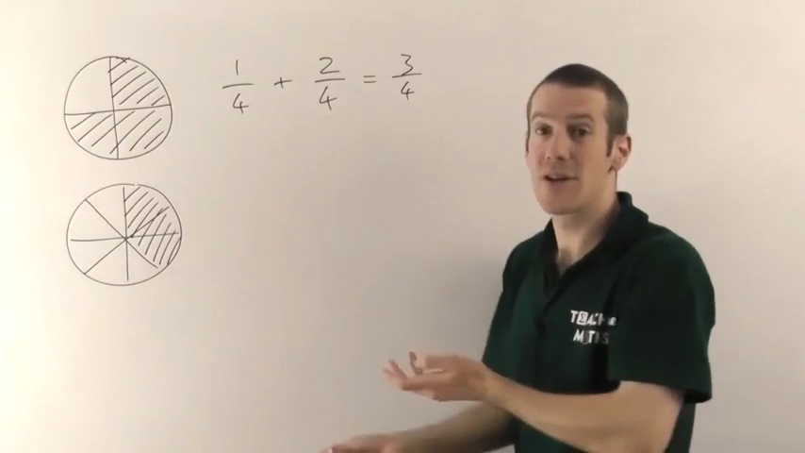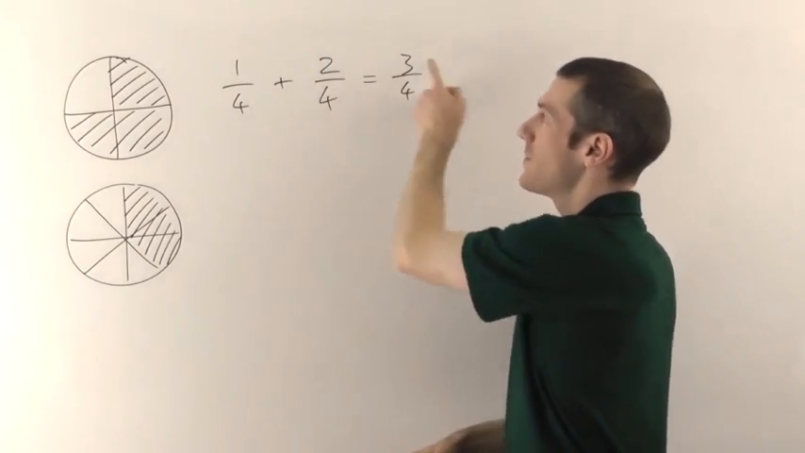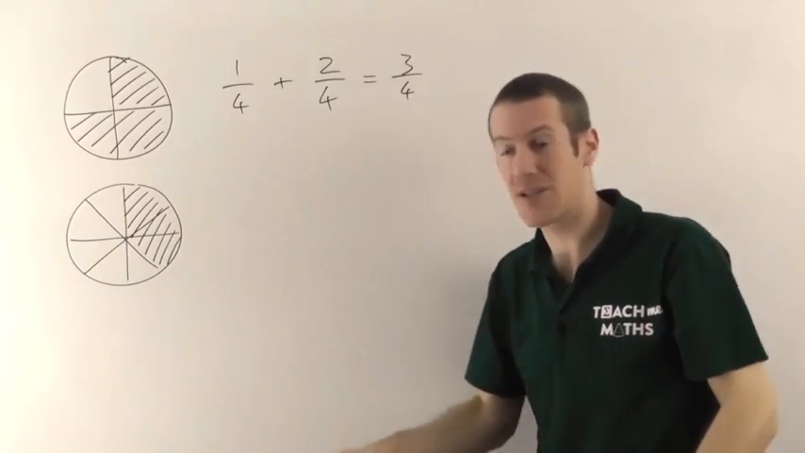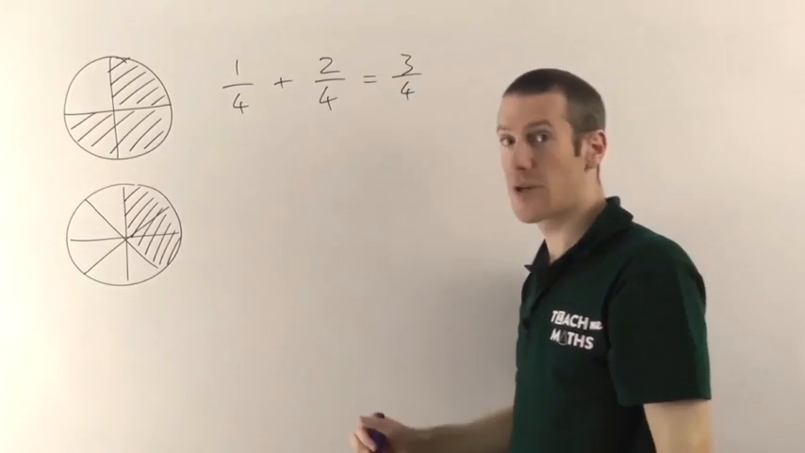And it doesn't really matter what the number on the bottom is, as long as it's the same. If you've got 1 of these things plus 2 of them, then you're going to end up with 3 of them. So you add the tops, or when you're subtracting, you subtract the tops, but the number on the bottom never changes. Let me show you quickly with subtraction.